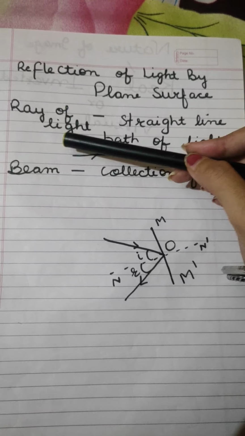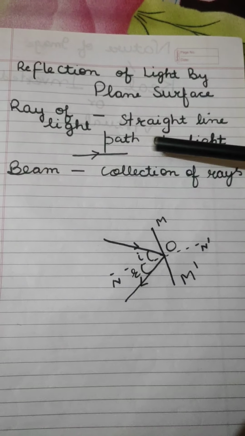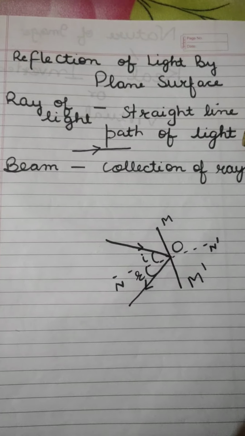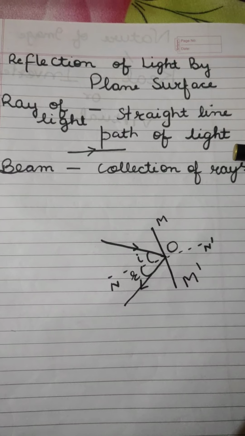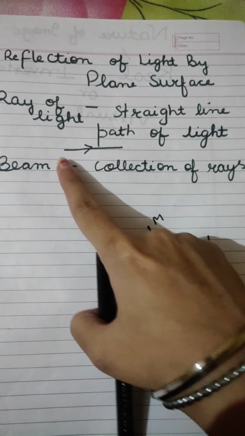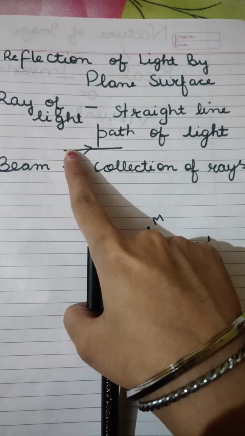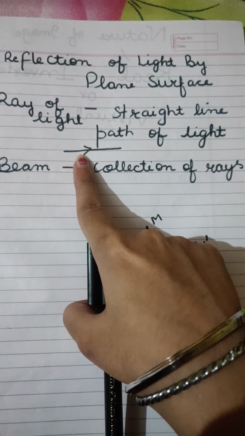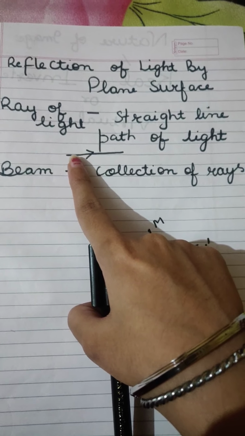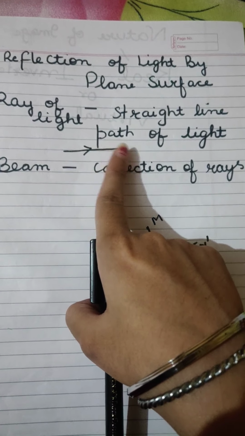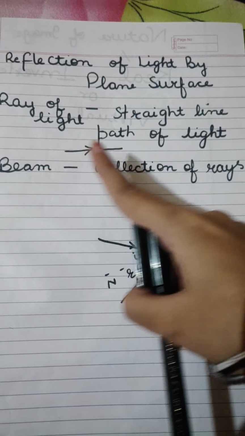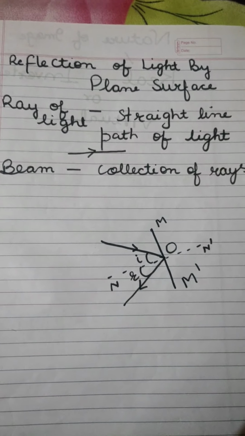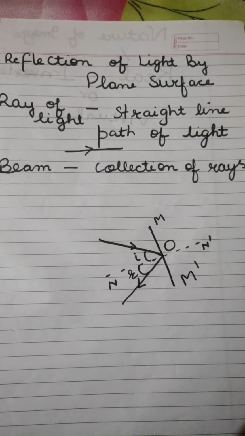So what is a ray of light? A ray of light is straight line path of light. The straight line path of light is referred to as ray of light. Like this is my ray of light and it's just traveling along a straight line path, so I can say that this is a ray of light. So whenever a light travels along a straight line path, we can call it a ray of light, because we'll be using this term a lot in the next few videos.